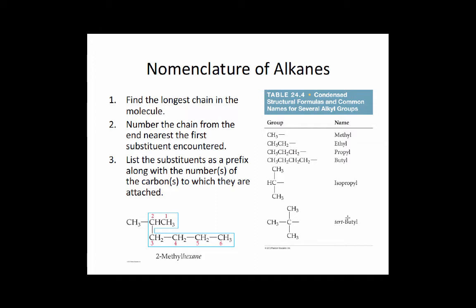So if we look at the name of this molecule, we'll see that we call it hexane. Hex tells us that we've got 6 carbons in our longest chain. Ane tells us that we've got only single bonds. And then this 2-methyl tells us about the substituent. The methyl group is attached to the second carbon on the chain that we numbered. So it's 2-methylhexane.